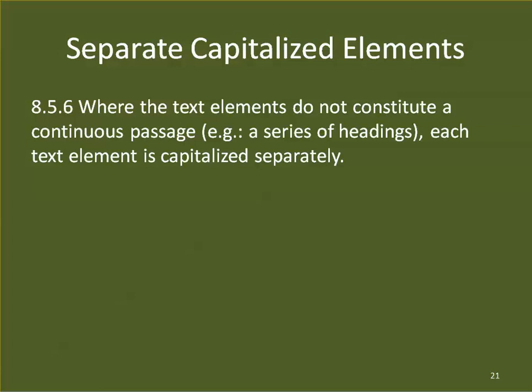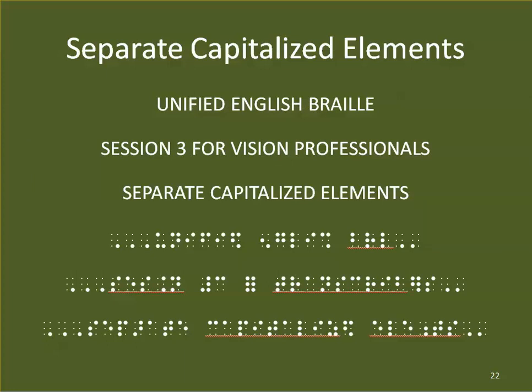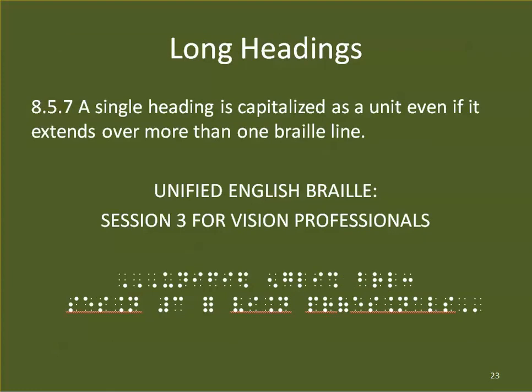Not all the things that are one after another, though, are part of the same literary chunk, not the same conversation or a list or something like that. So where the text elements do not constitute a continuous passage, then each text element has to be capitalized separately. So here we have 3 centered headings, and each one is capitalized in passage because each one happens to be 3 or more words, and each one is terminated before starting up the next one. If, however, it's a single heading that just happens to wrap around, that's one element, and so you put that in capitalized passage mode at the beginning, terminate it at the end. You don't need to reinstate the capitalized passage mode for the second line because it's still the same one heading.